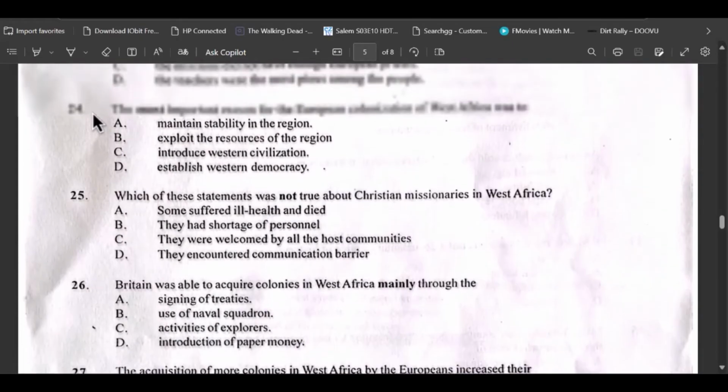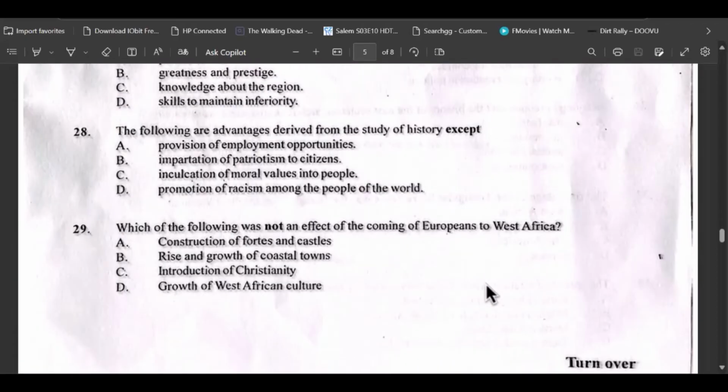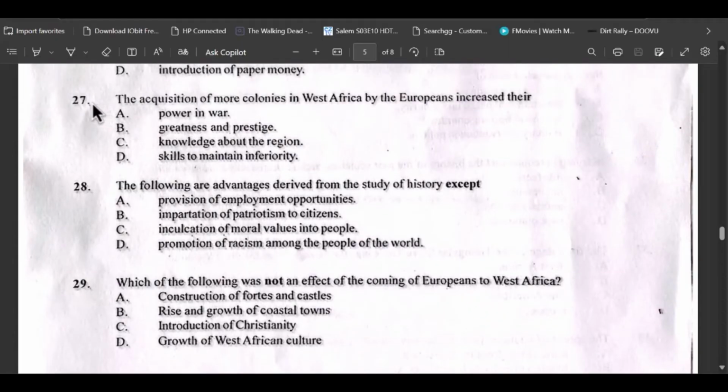24, the most important reason for the European colonization of West Africa was to. 25, which of these statements was not true about Christian missionaries in West Africa? 26, Britain was able to acquire colonies in West Africa mainly through the. 27, the acquisition of more colonies in West Africa by the Europeans increased their.